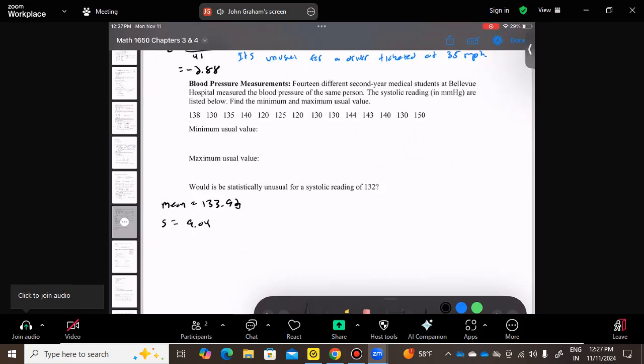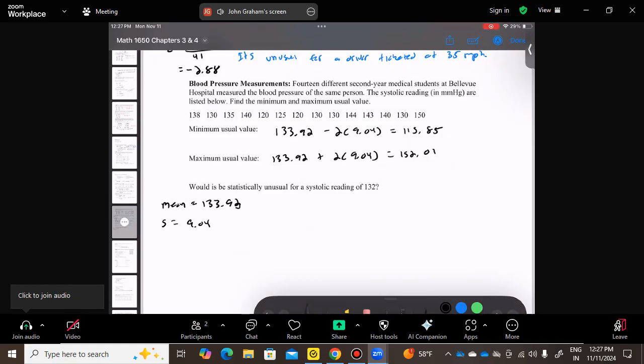Right, so the minimum usual value will be 133.92 minus 2 times 9.04, and the maximum will be 133.92 plus 2 times 9.04. These values come out to be 115.85 and 152.01.